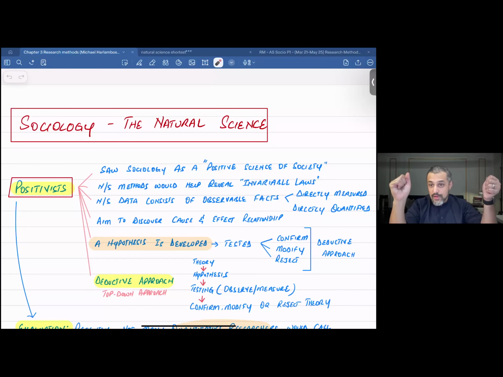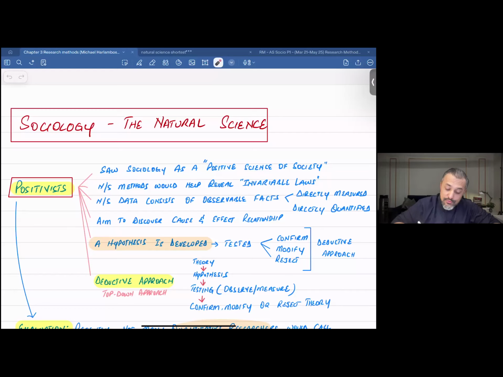Let me remind you all, as we've always talked about the positivist perspective, positivists believe that natural science methods can and should be used. They can be used and they should be used for sociological research. Positivists claim that natural science methods can be used in sociology and should be used. So the possibility and desirability both. On one extreme, we have positivists here. So positivist sociology as a positive science of society.